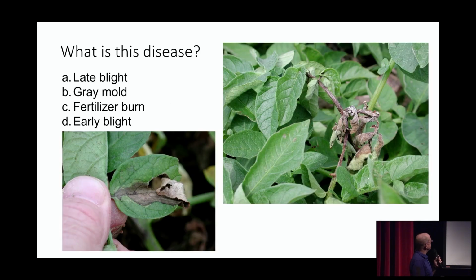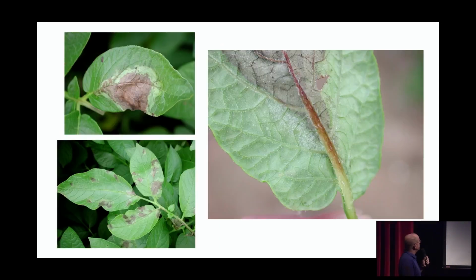So, the next one, what is this disease right here? You look and you've got necrotic or dead tissue starting to peel away. In this case, the top of the plant is melted down. Is that late blight, gray mold, fertilizer burn, or early blight? Got your choice made. And this is actually potato late blight, the right answer.